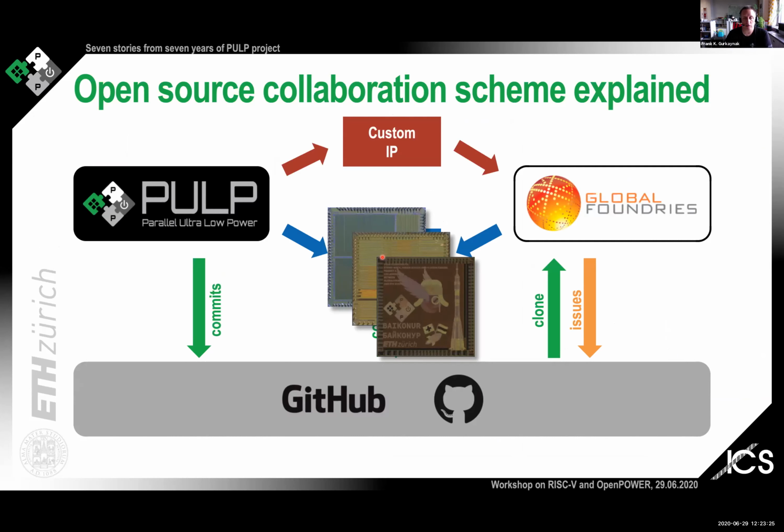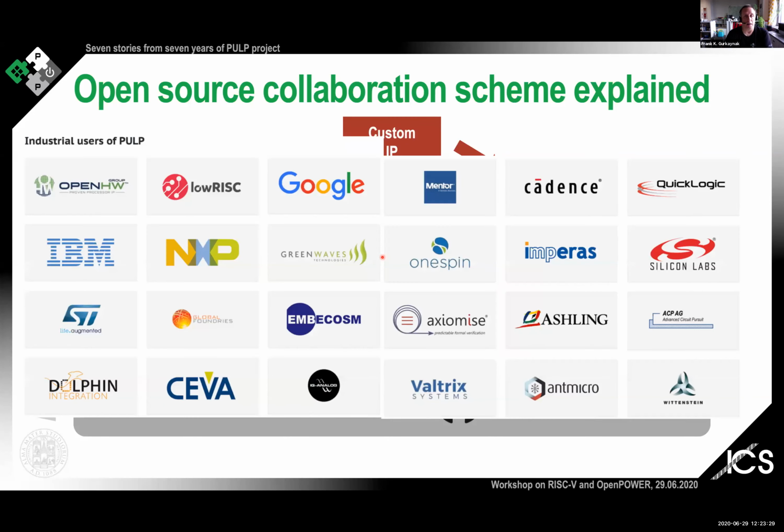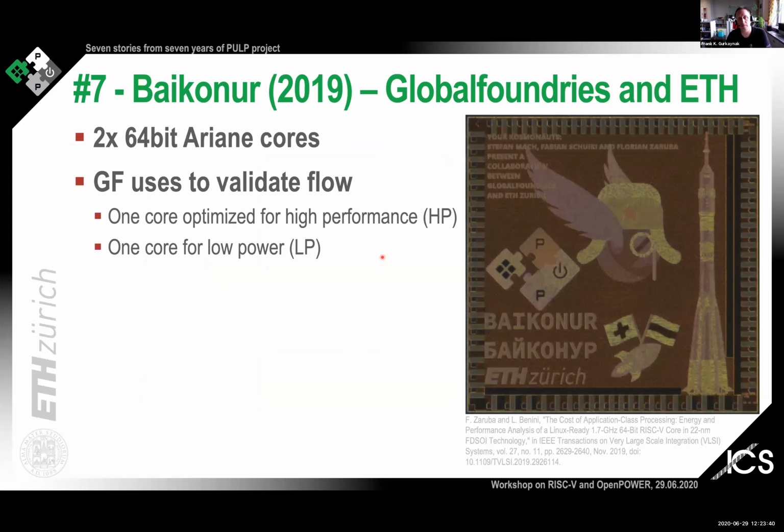And there's a series of chips. Andrea was talking about them in the morning. There are a number of industrial groups that we work with. Not all of them we make chips with directly, but there is a great interest in it. So the last chip I'm talking about is Baikonur from 2019. It has 2 Ariane cores. This was a project between Global Foundries and ETH.